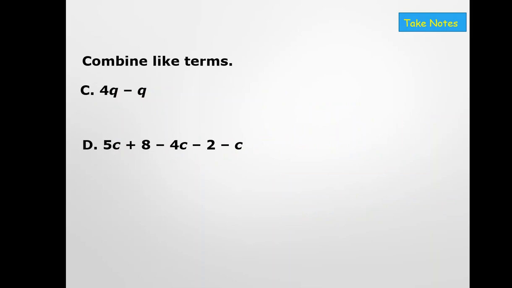So let's combine the like terms. Let's take a look at C and D and ask yourself, how many variable terms do you have and how many constant terms do you have in each of those? And then see if you can combine those. All right, when you're ready, pause the video, and when you're ready, we're going to move on.